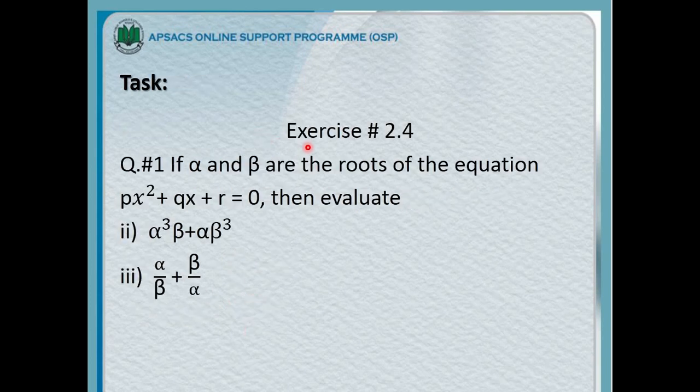You are required to solve question number 1 from exercise 2.4, in which a quadratic equation px square plus qx plus r equals to 0 is given, where alpha and beta are the roots of this given equation, and you are required to evaluate the values of alpha cube beta plus alpha beta cube, and in part 3 you are required to find out the value of alpha upon beta plus beta upon alpha.